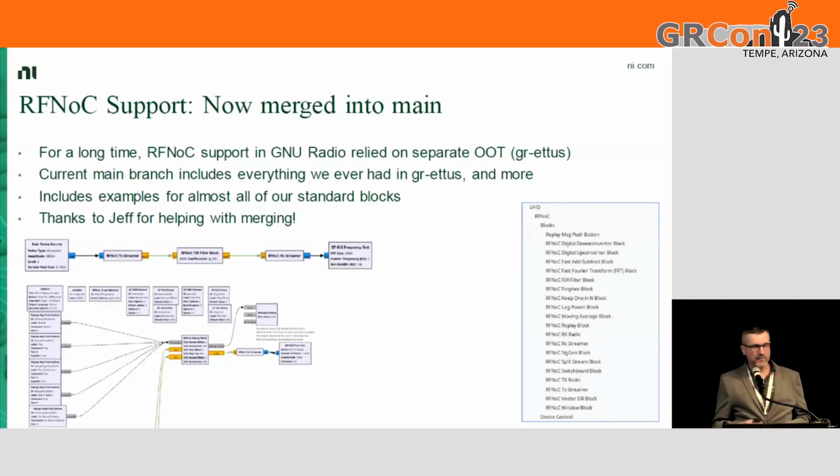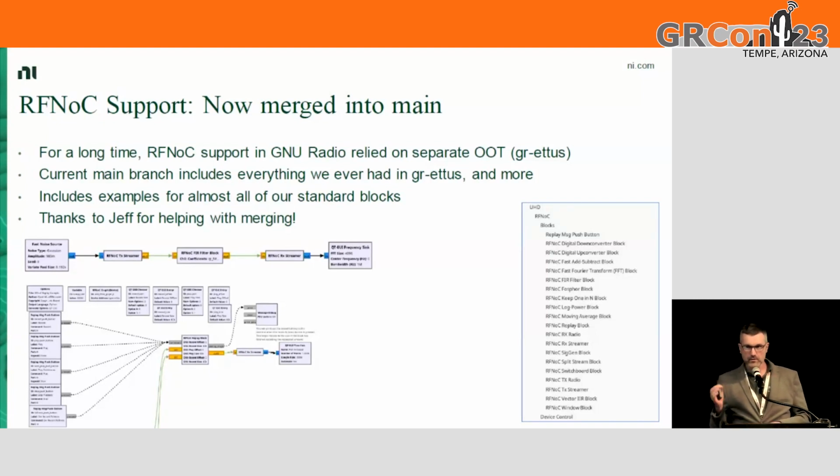RFNoC is our framework that lets you integrate custom IP into the FPGA of a USRP without having to modify UHD or anything else. Of course, you need to build a custom bit file, but the way that you integrate the custom IP is standardized. So UHD will query the device for its capabilities, and it might say, oh, I have this custom RFNoC block in there that's running some kind of custom IP, or it's an FFT or an FIR filter or whatever.